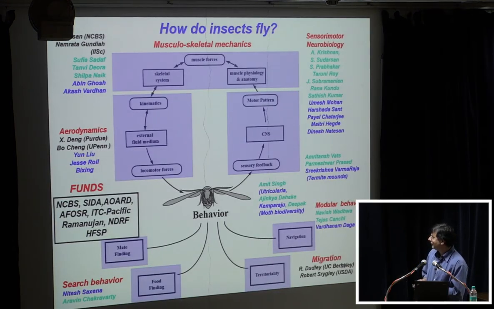There are all these people to thank, many more actually than these. Just broadly speaking, everyone in black are faculty members elsewhere that I collaborate with. On musculoskeletal mechanics, Dr. Gayathri Hassan and Namrata Gundeya; aerodynamics with Dr. Shinyan Deng and Bo Cheng, both in the US. On the migration studies, which I didn't talk about today, is Professor Robert Dudley and Bob Strigley. The ones in blue are all students who are in the lab at the moment. The ones in lighter blue are people who have escaped to bigger and better places. And the funding agencies, which have been extraordinarily kind.